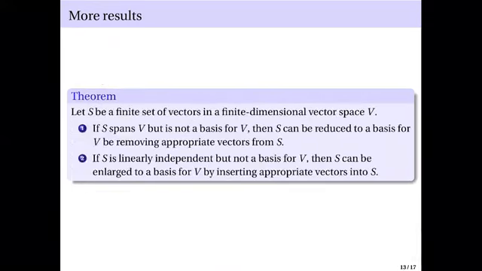Next theorem here. Let S be a finite set of vectors in a finite dimensional vector space. If S spans V, but is not a basis for V, then S can be reduced to a basis for V by removing appropriate vectors from S. And then the second, if S is linearly independent but not a basis for V, then S can be enlarged to a basis for V by inserting appropriate vectors into S.